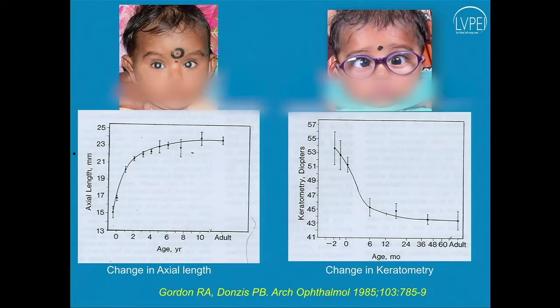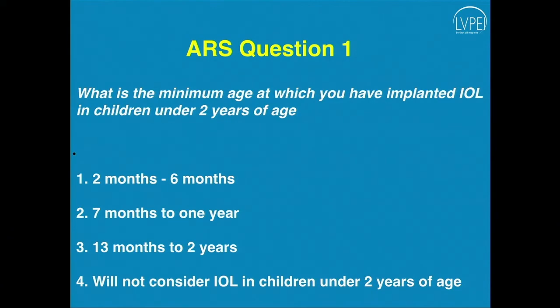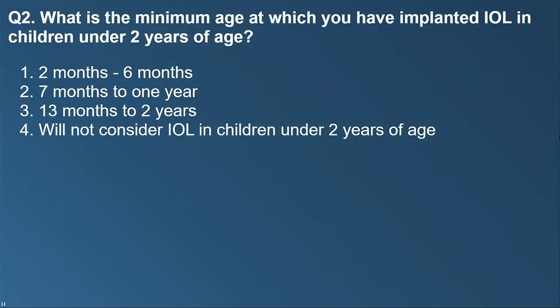You all know that in the first 2 years, the axial length significantly changes, and in the first 6 months, the keratometry changes. And we are doing cataract surgery on this dynamic eye. I just want to ask one question. What is the minimum age? What's the minimum age at which you implant IOL in children under 2 years? 2 to 6 months, 7 months to 1 year, 13 months to 2 years, will not consider.